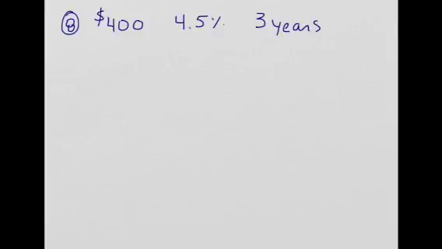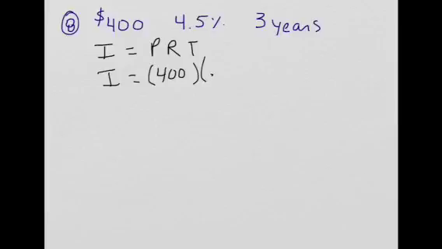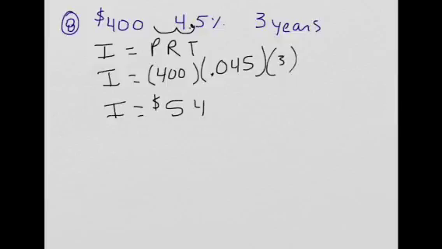So we're going to invest $400 at 4.5% for 3 years. So our formula is I equals PRT. So our interest is going to equal our principal, which is 400. That's what we started with. Our rate, which is going to be 0.045, because remember we have to take that decimal and move it 2 places, and then we're going to multiply it times 3. So our interest is going to be $54.